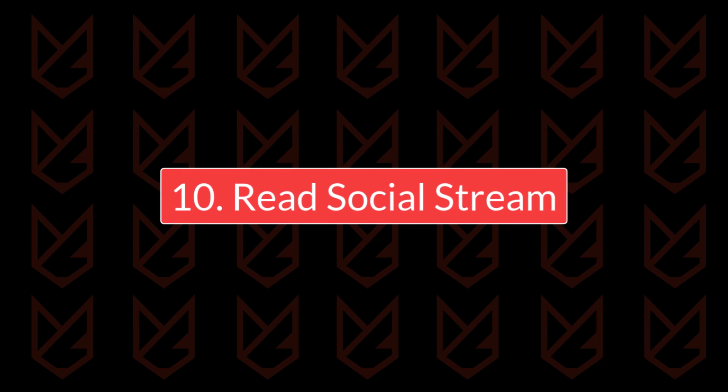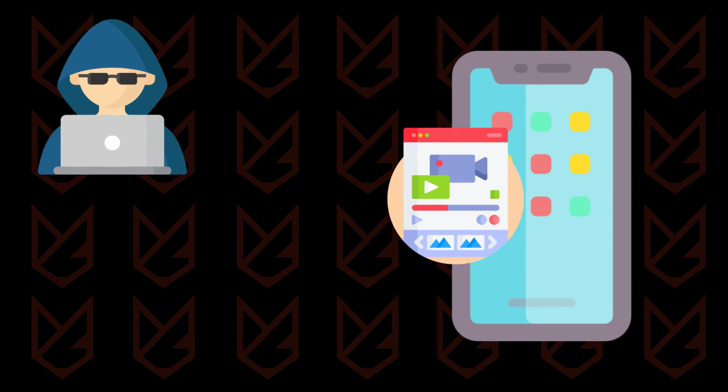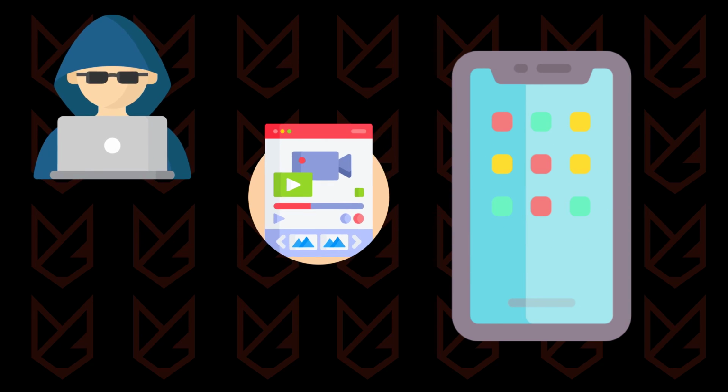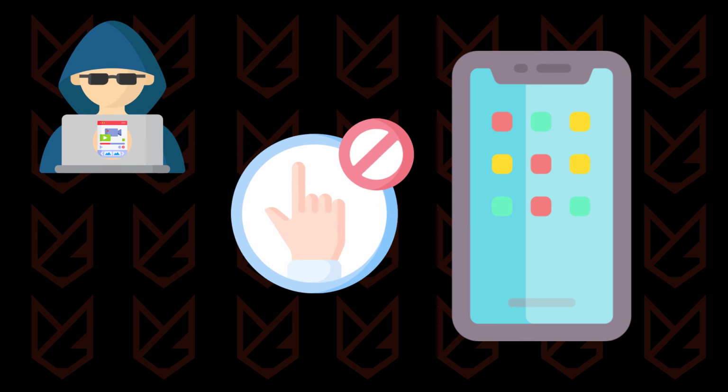Read social stream. Google incorporated a permission that allows applications the ability to read information gleaned from your social feeds, so that suspicious apps can't access your social stream. You should only allow this permission for reputed social media apps.